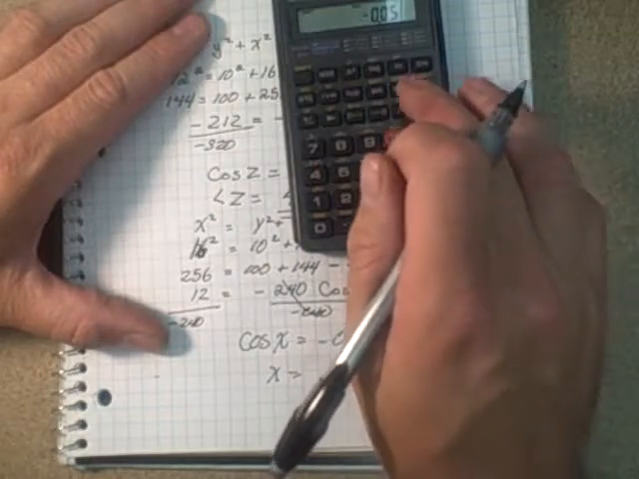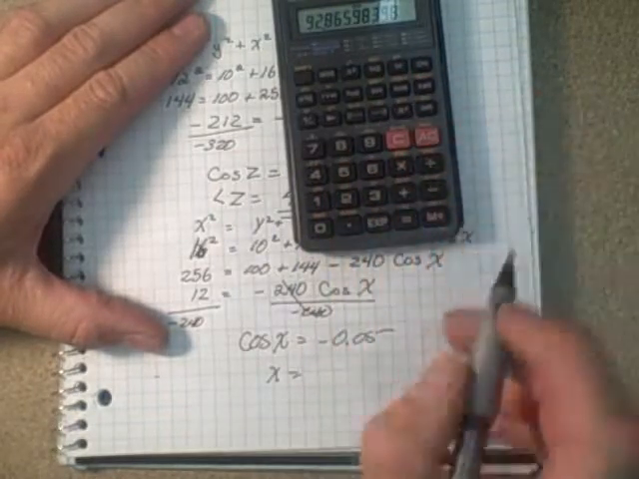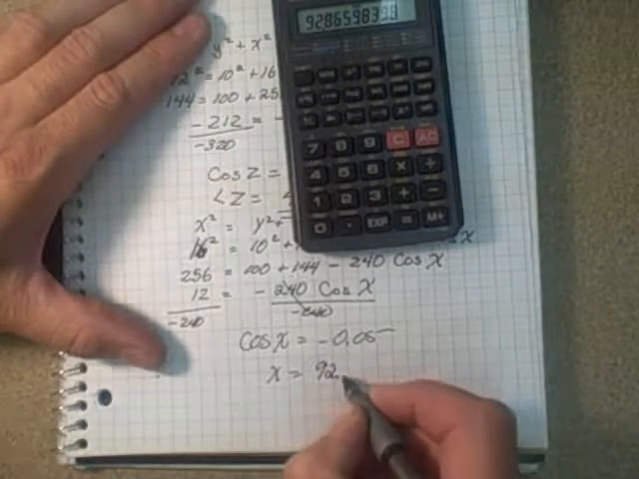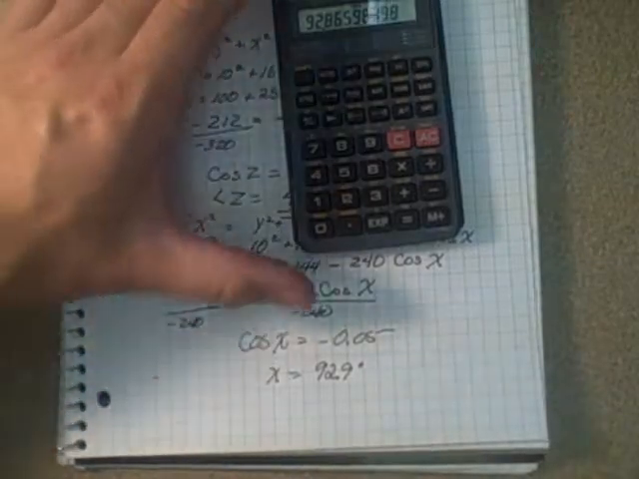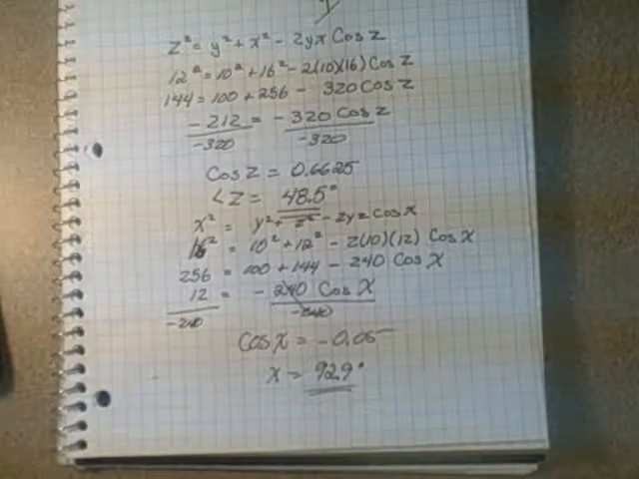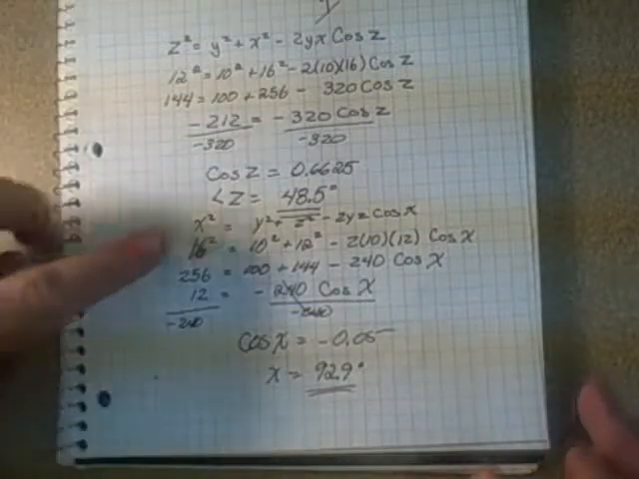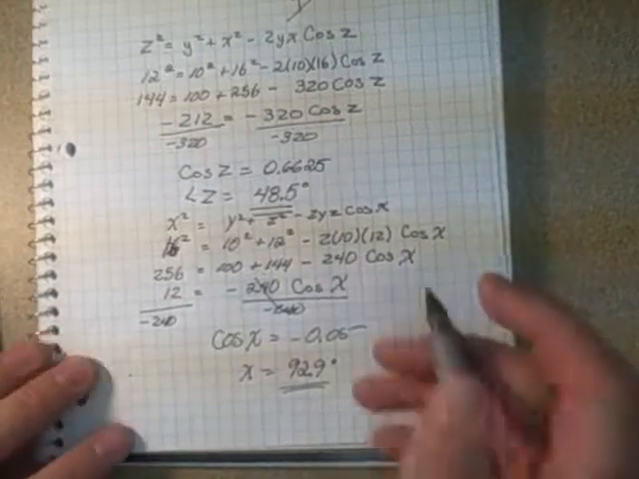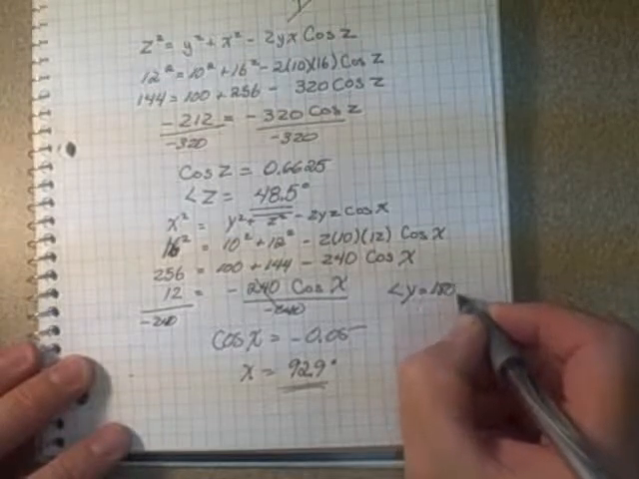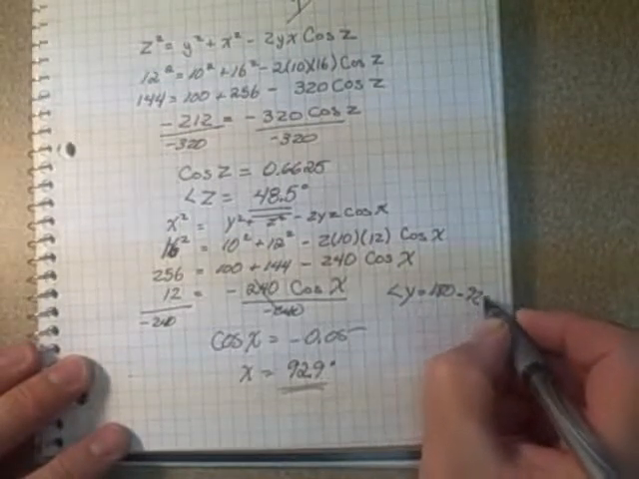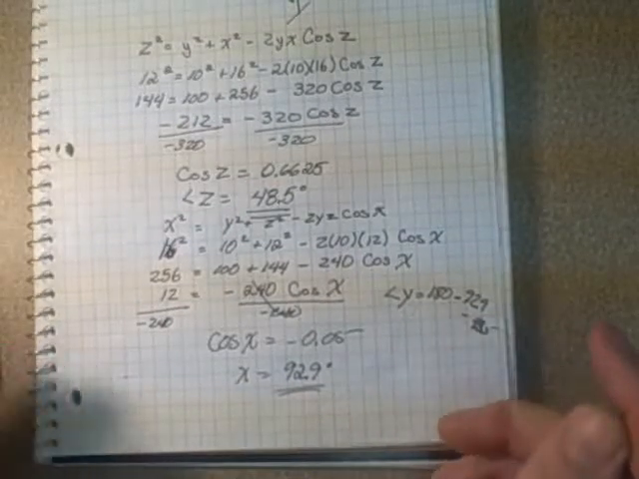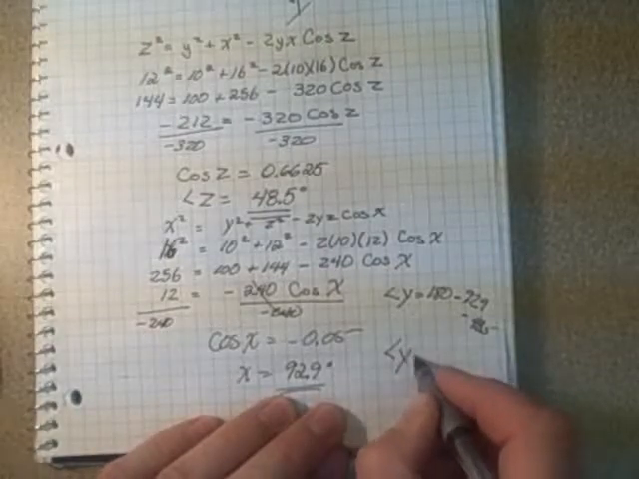shift cos, 93 or 92.9 degrees. All right. How can we find the next angle? Well, for the last angle y, we can just add these two angles up and subtract them from 180. So angle y equals 180 subtract 92.9 subtract 48.5. So take our calculator out to get angle y.